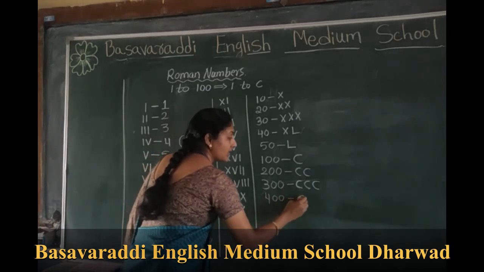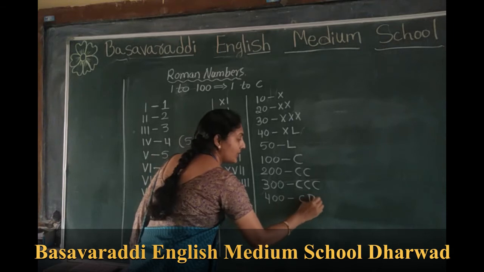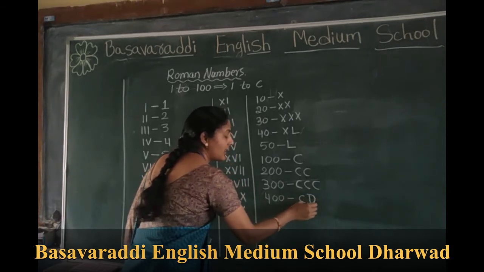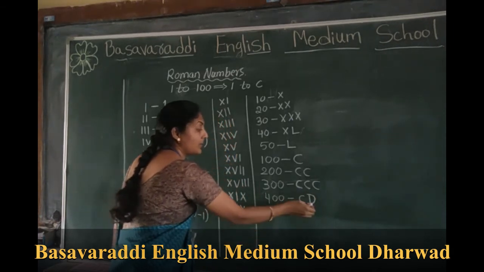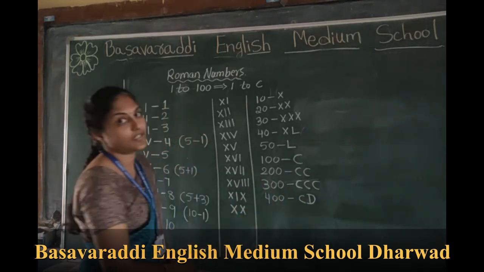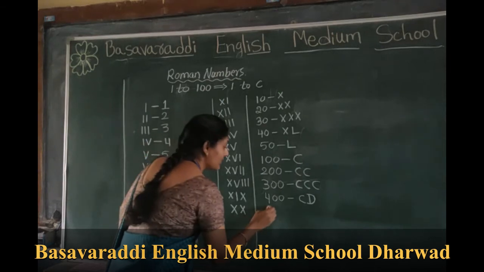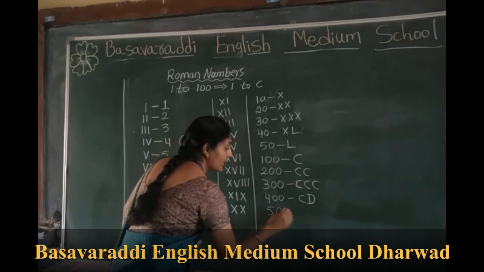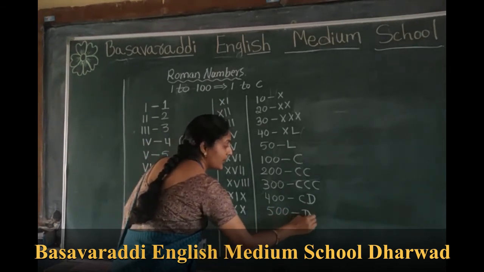Then 400. 400 means C and D. The value of the D is 500. The 100 is subtracted from the 500. So it means the value of the C and D is 400. The value of the 500 is the basic symbol D.